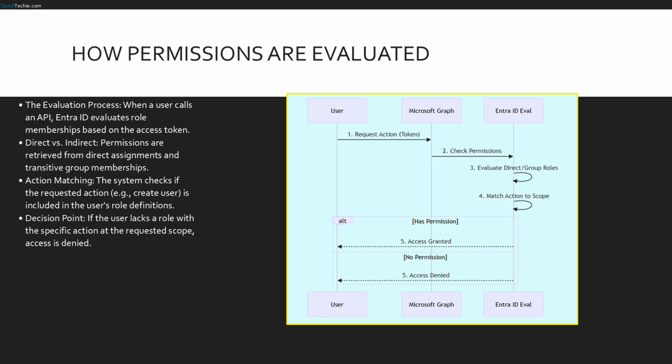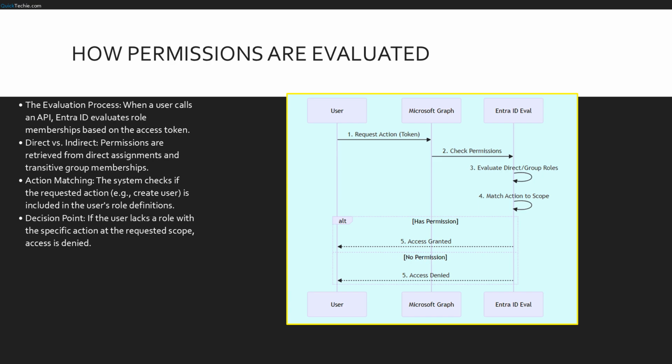The system then performs a match. Does the role held by the user actually contain the specific API action being requested? As the final bullet explains, this is a binary decision. If the action isn't present in the role at the correct scope, the effective permission is null and access is denied. This sequence diagram breaks down the authentication flow.